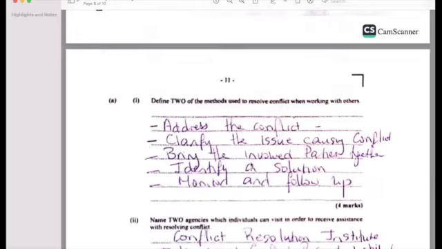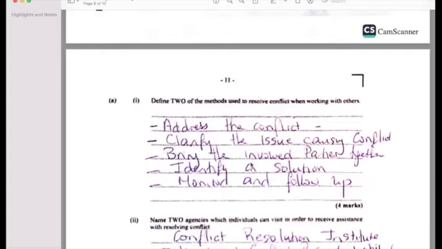that question. Describe two of the methods used to resolve conflict in the workplace. So conflict in the workplace. So we have 2 points there for 4 marks. So I guess we have to define the 2 methods used. Okay, so one of the methods we'll use is address the conflict. And how do we address the conflict? We talk about it.